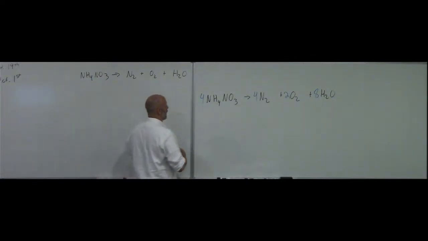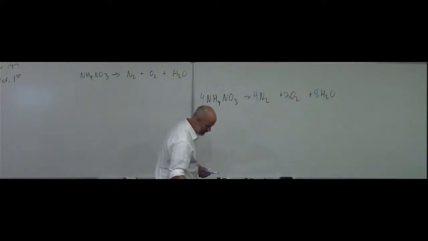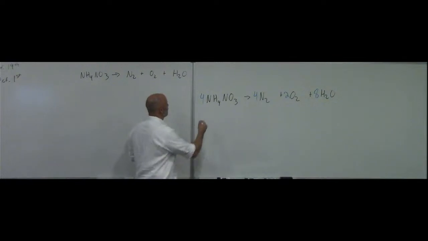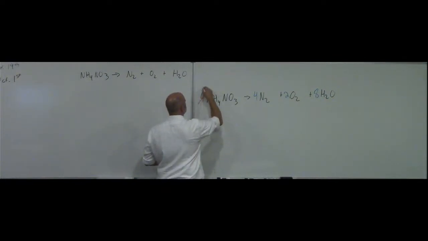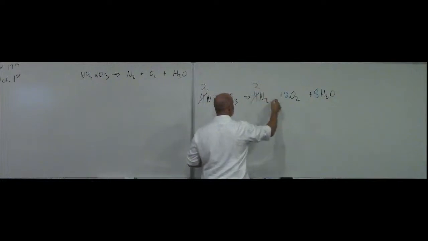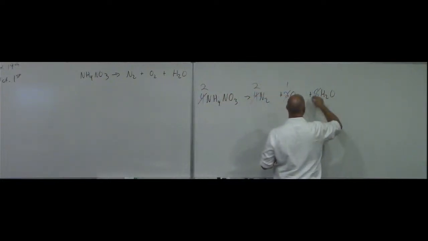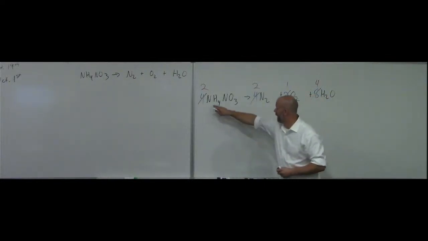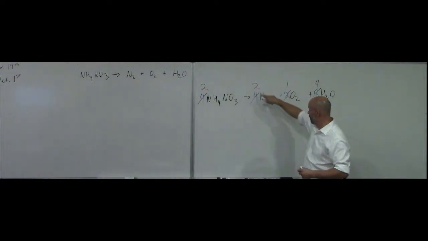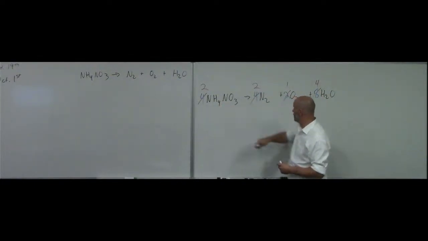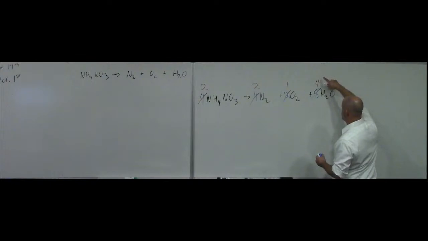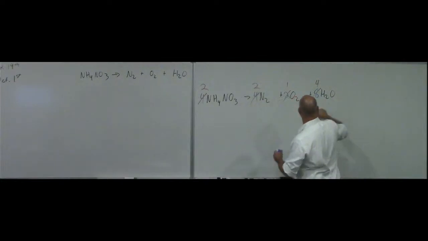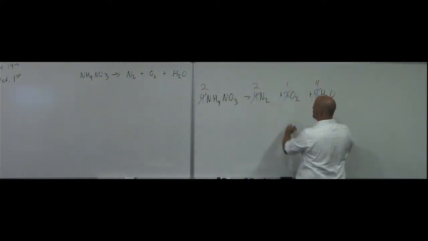Okay? To make it right, instead of having these 2s and 4s, I've got to have 1s and 2s. So this would be 2. This would be 2. This is just 1. And this is just 4. It should still balance, right? I've got 4 nitrogens, I got 4 nitrogens. I've got 8 hydrogens, I've got 8 hydrogens. I've got 6 oxygens, I've got 4 and 2 is 6 oxygens.